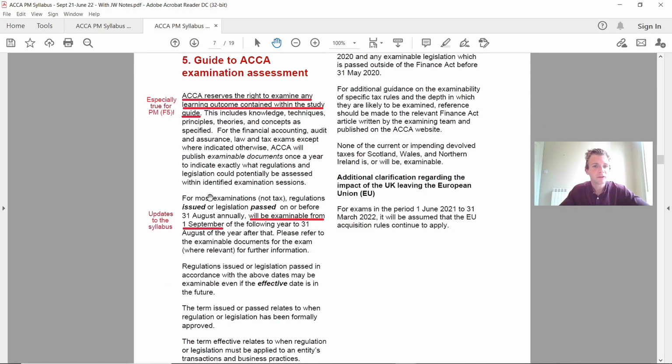So moving swiftly on to the guide to the examination assessment, and you can see on here, ACCA reserves the right to examine any learning outcome contained within the study guide. And this is so true for the PM exam. So if you want to get written down in your notes, section A and section B, the external examiner continually tells us that they can test absolutely anything. Whereas section C, they do have a few more specifics, but A and B particularly, expect the unexpected, I would say.